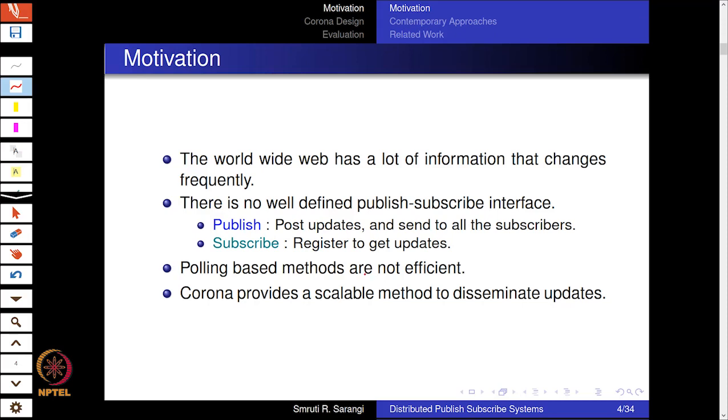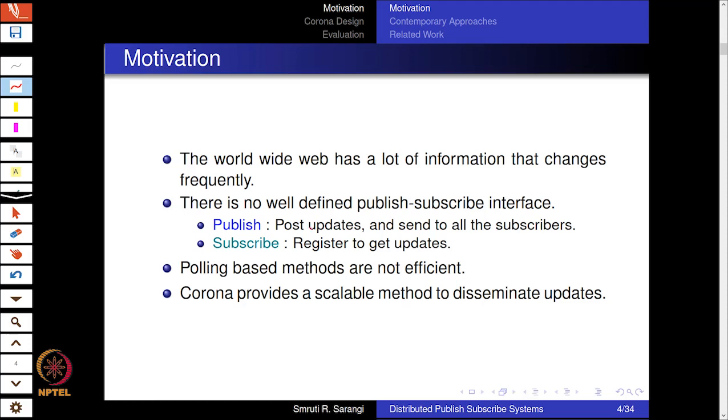Corona is like this, that polling based methods are not very efficient because they place a lot of load on the server. So Corona provides a very scalable and very flexible method also to disseminate updates. So let's say, for example, I'm interested in sports updates, and let's say there are a million people like me. So all million of us should not actually be polling the sports site and trying to get updates.